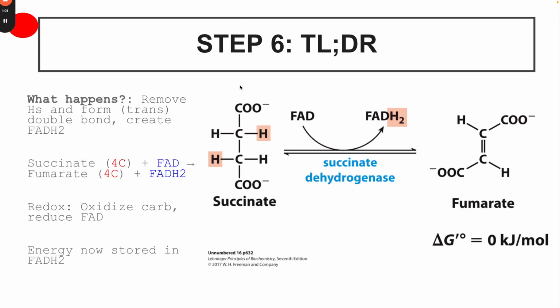So in step 6, we have succinate reacting with succinate dehydrogenase and FAD. So succinate's being oxidized, FAD is being reduced to FADH2, and that's going to give us our fumarate. So this is going to be a trans double bond. Not very exergonic, basically 0 kilojoules per mole. And now we have more of our energy stored in an additional cofactor. And keep in mind now that all of these steps here don't involve the addition or loss of carbon. These molecules now all are 4 carbon molecules, and that's the same as oxaloacetate.